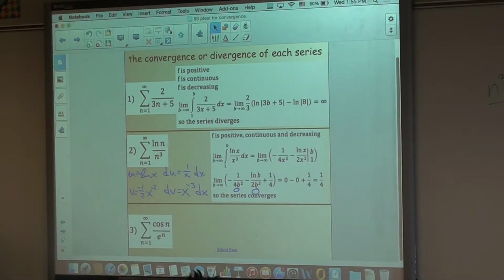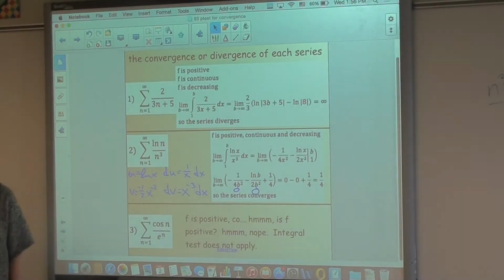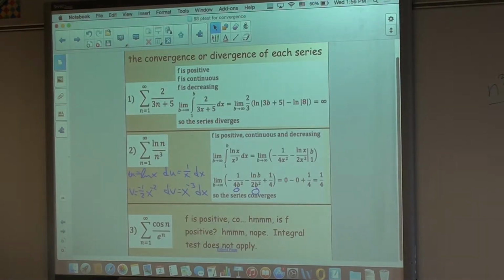Did we do our 3 checks? What's the first check? Is f always positive? No. So this is not positive. Integral test does not apply.